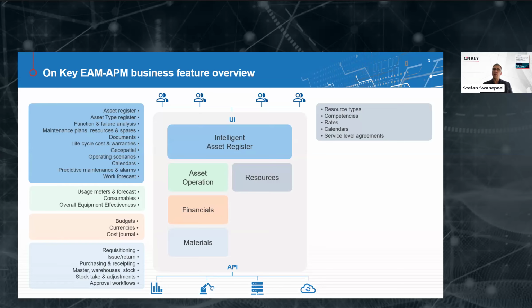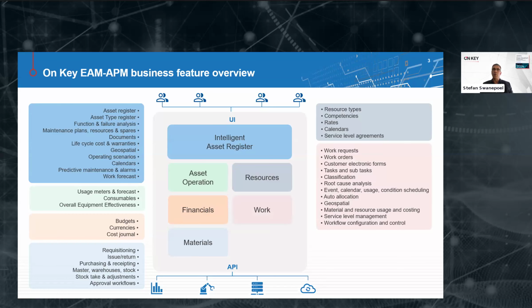Then the next one is the resources. So that's everything in terms of human and special resources necessary to perform work. So, the different types, the competencies, rates for those, the calendars of availability, and then also tracking service level agreements around that. And then the important other part is the actual execution of work. So incoming work requests, work orders, everything to do with getting work done, from electronic forms that could be used for permits and risk clearance forms, etc. The tasks that need to be executed, root cause analysis. You can see there's a whole bunch of those items there.